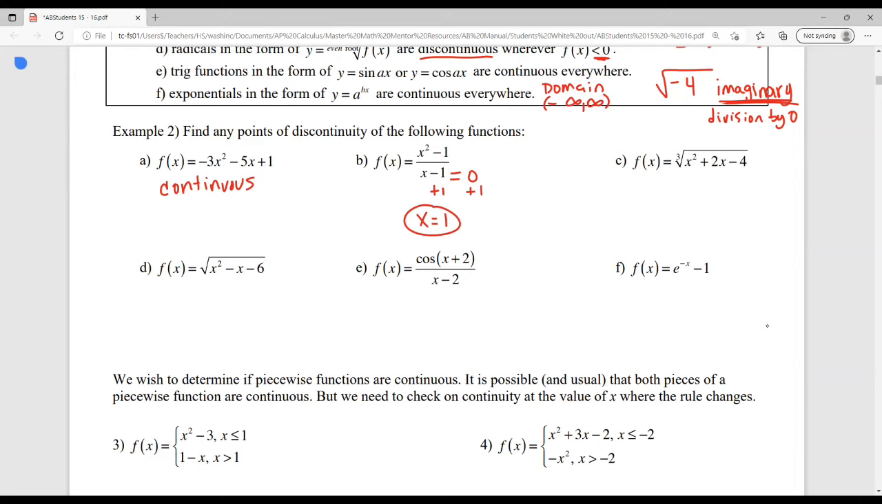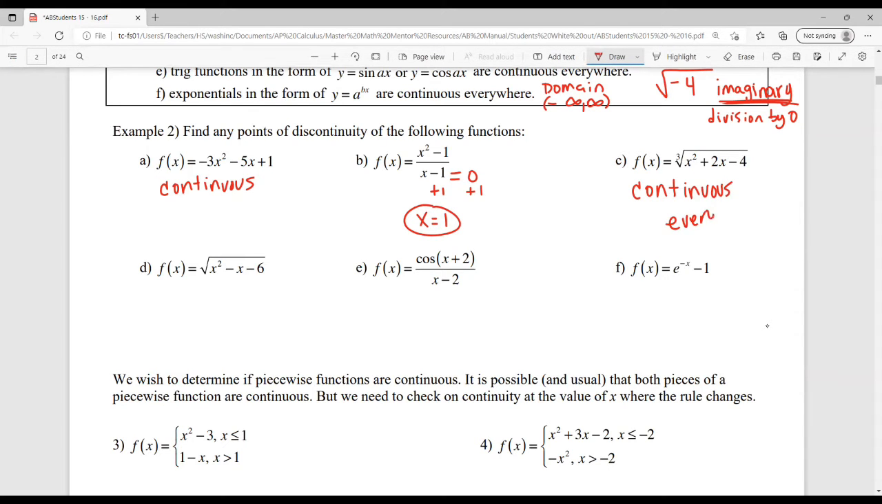Part C is an odd root. It doesn't matter if the number under that root is positive or negative. So part C is going to be continuous everywhere.